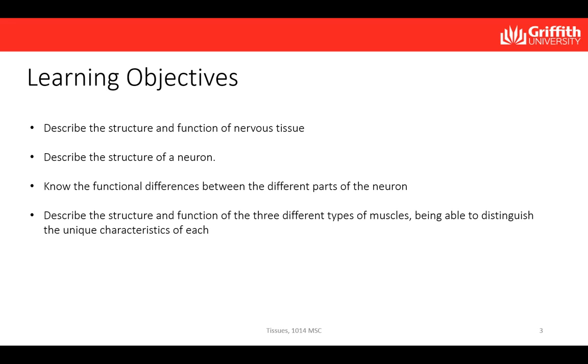The learning objectives for this video are to describe the structure and the function of nervous tissue, describe the structure of a neuron, know functional differences between different parts of the neuron, and finally, to describe the structure and function of the three different muscle types and distinguish the unique characteristics of each.